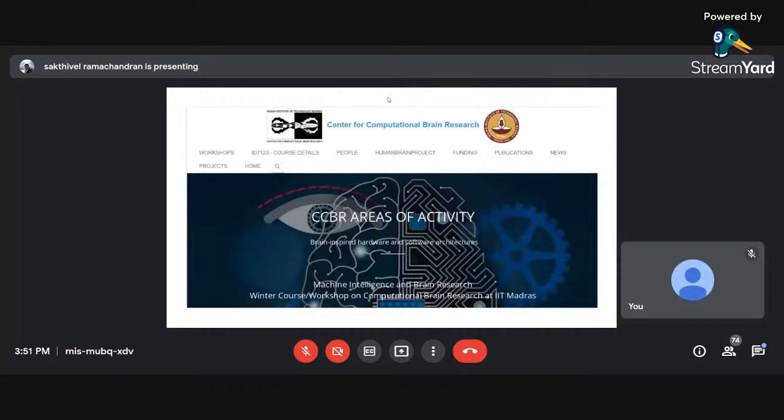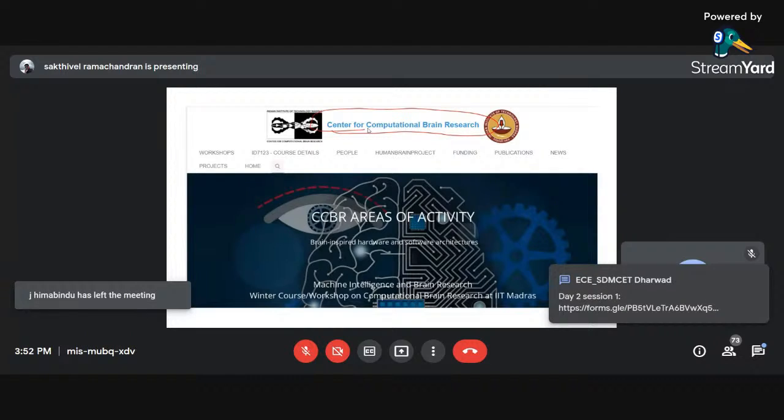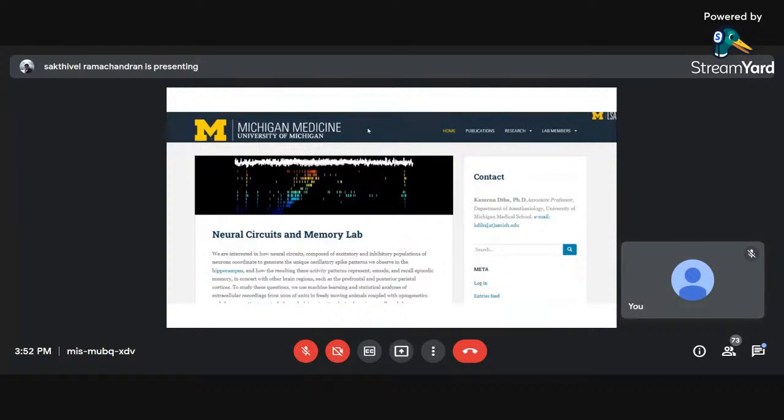And with respect to Chennai, what you have is something like the Center for Computational Brain Research. You could also see that, which mainly speaks about brain-inspired hardware, software, architecture creation. In fact, they used to conduct some workshops also, but due to this COVID, now they don't do that. But otherwise, around 1 week, they used to do that, both IISc as well as IIT Madras. This is from Michigan State University, University of Michigan. You could see the neural circuit and memory lab you have there, particularly which is focusing on this.